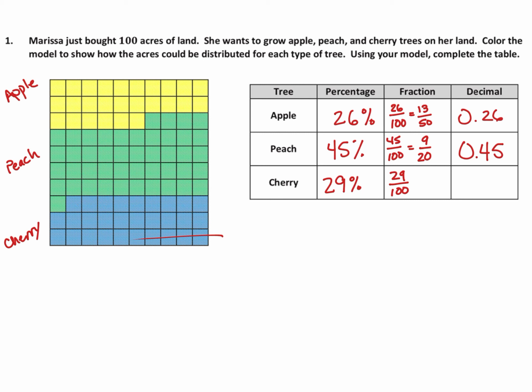And I don't believe 29 can be reduced at all. I think it is a prime number. So it is 0.29 as a decimal.